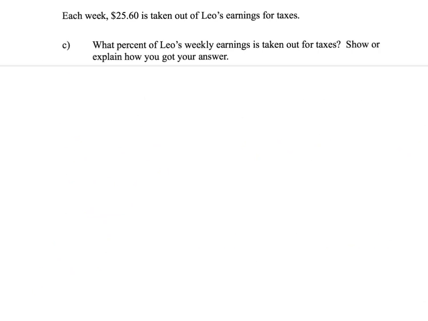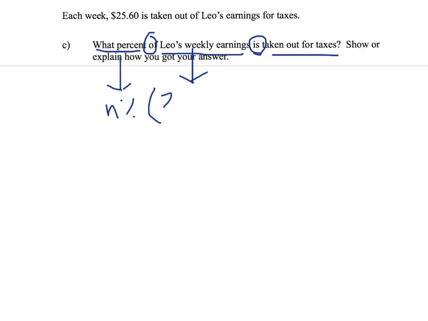All right, part B. You really need to use the verbal prompt to help you build your equation. So let's look at this. It says, what percent of Leo's weekly earnings is taken out for taxes? And there's your equation. So it's what percent, so that's going to be my n%, of means multiply, Leo's weekly earnings, which we just solved in part A. That's why it's so important to get part A correct.